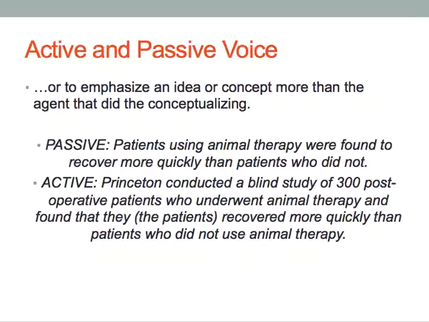Whereas if I required the agent to be put in and to make it an active voice sentence, it might just sound a little clumsier to you. Princeton conducted a blind study of 300 post-operative patients who underwent animal therapy and found that they blah, blah, blah. You can see how it gets a little clumsier and a little more difficult and less clear. That's the main idea, for your reader to put it in the active tense.